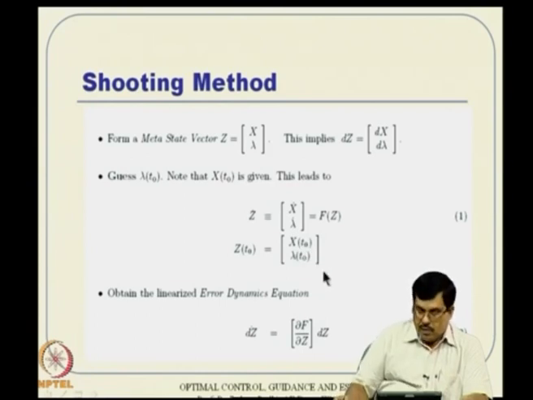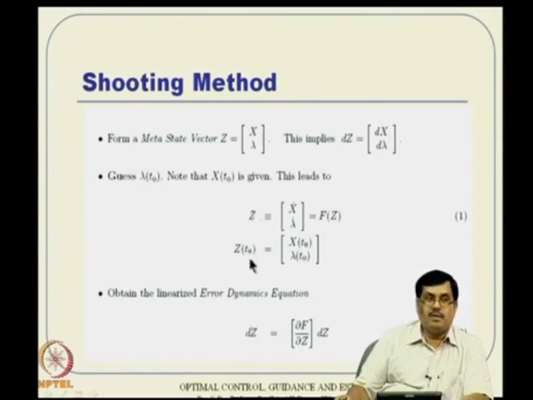Okay, alright. So, now corresponding to this differential equation, which is nonlinear, we can also obtain a corresponding linearized error dynamics, which is dz dot, which is nothing but dx dot, d lambda dot, equal to del f by del z into dz, using this Taylor series linearization idea. So, we have this meta-state vector differential equation associated with boundary and initial conditions, and associated with this equation and the initial condition, we have this corresponding error dynamics as well.